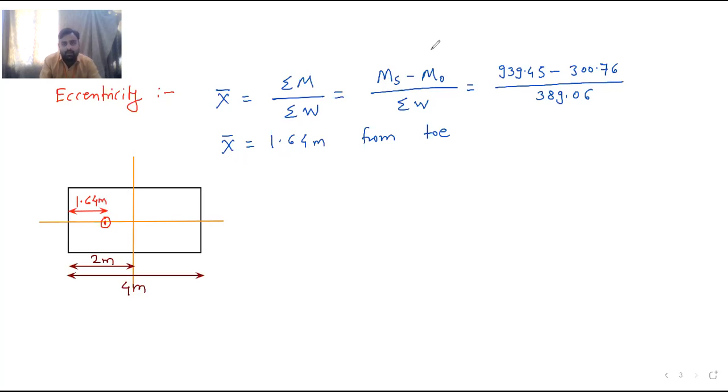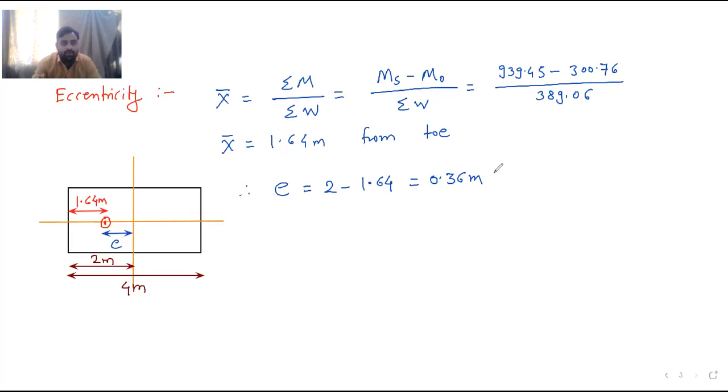So now eccentricity is this much of distance from the neutral axis. We always calculate the eccentricity. So this distance is nothing but your eccentricity E. Okay. So therefore, your eccentricity E is equal to 2 minus 1.64, which is equal to 0.36 meter. Check the calculation whether it is right. 0.36 is right. 64 and 36 is 100. Okay.